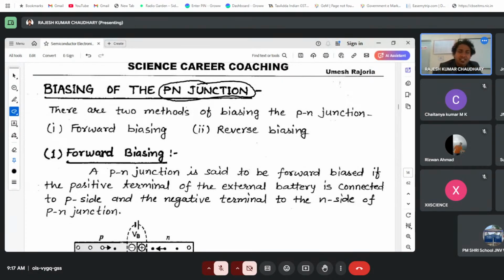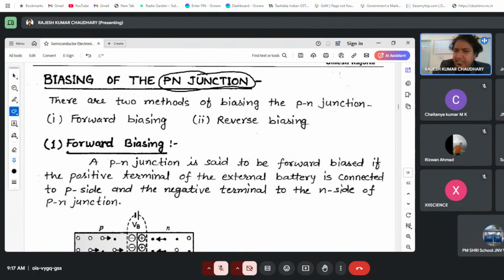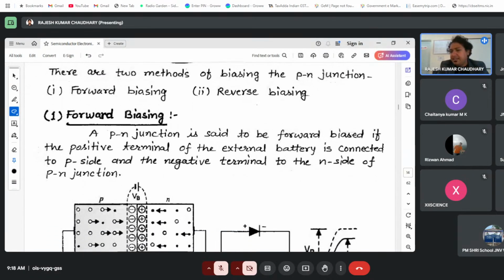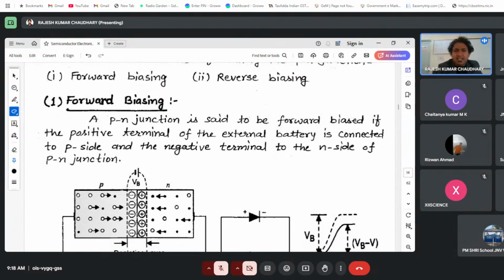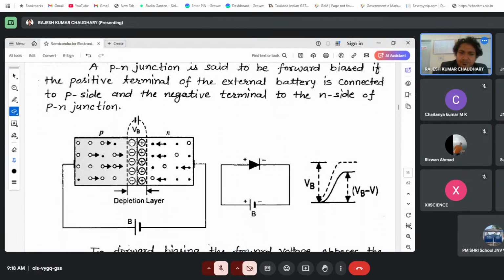Biasing is nothing but two types of ways using which we can use our PN junction, and that too is very simple. One is called forward biasing and the other is called what? Reverse biasing. One will be called what? Forward biasing, and the other will be called what? Reverse biasing. Got it?